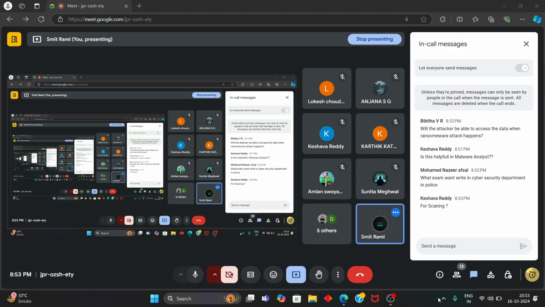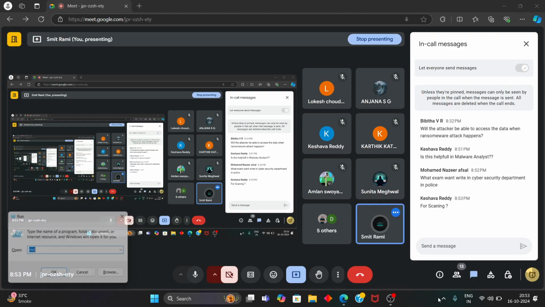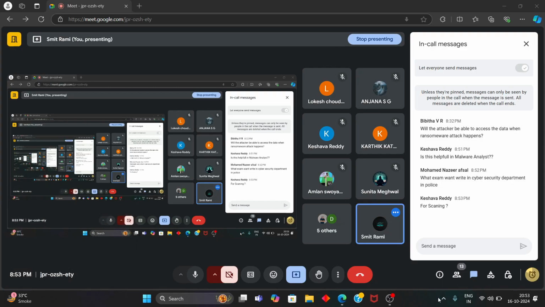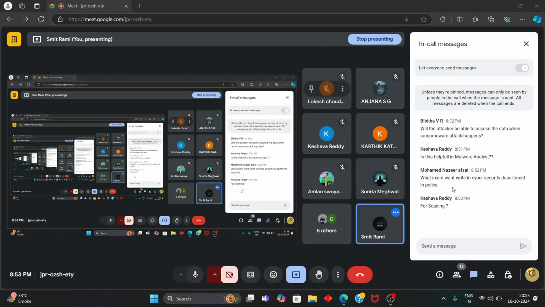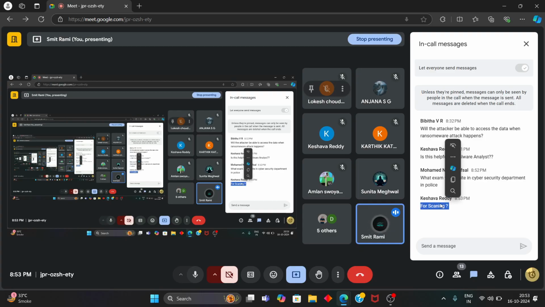This is a very powerful and very underrated tool from Microsoft, which is implemented by default in all Windows systems. If you want to execute it, you can just type Windows R, then MRT, and press enter. Then this tool will open for scanning malware or ransomware in your system, all of the malicious files.